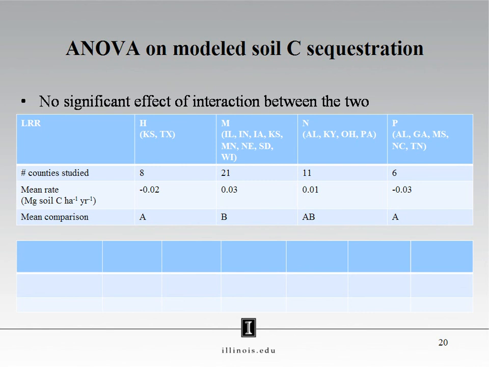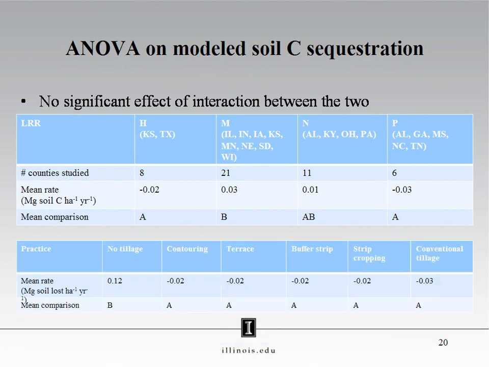Like the ANOVA test on the soil erosion and SCI, soil carbon sequestration rate was significantly higher in M, also N. And as with the SCI, the use of no-till was predicted to significantly increase the soil carbon sequestration compared to the other practices.